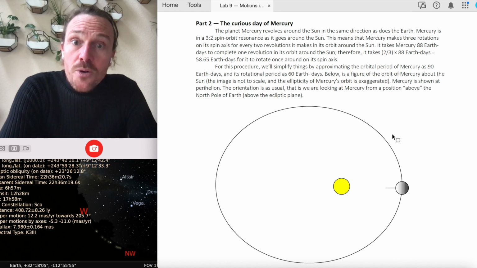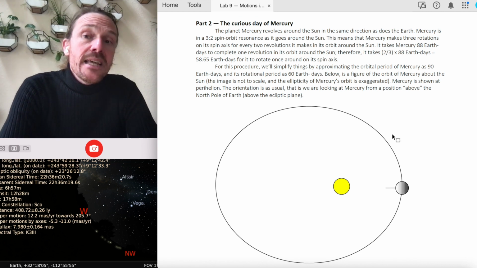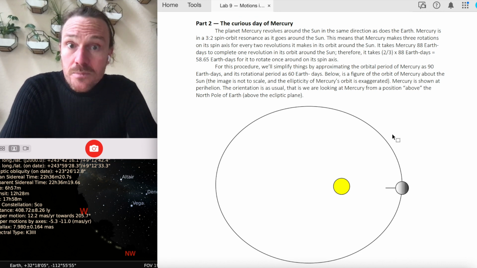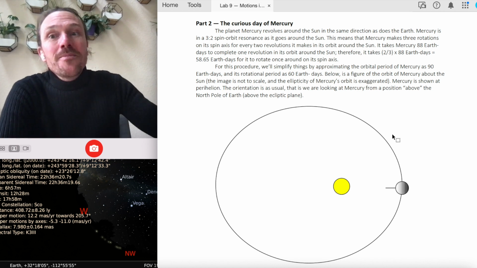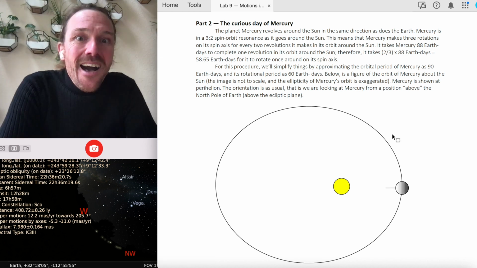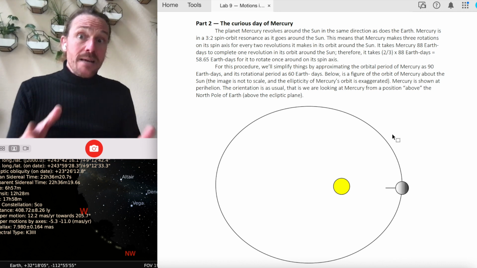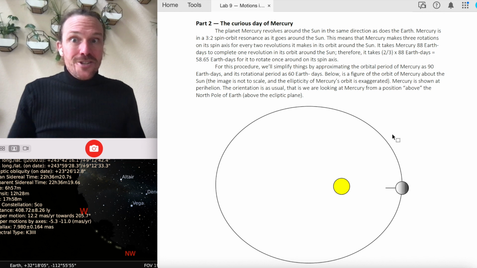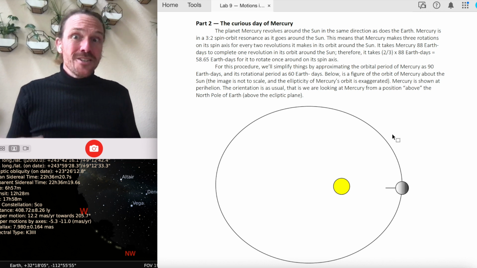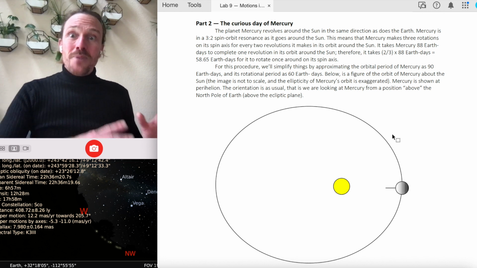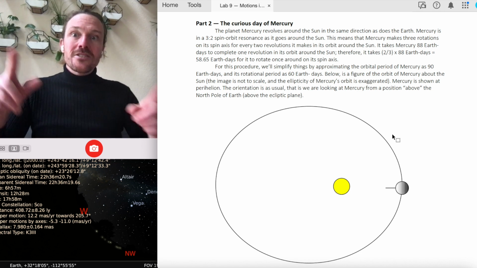So Mercury is shown at its perihelion. That's its point of being closest to the sun. Okay. The orientation is, as usual, that we are looking at Mercury from a position above the North Pole of Earth, which is above the ecliptic plane. I point that out because that means that since Mercury doesn't orbit the sun in retrograde motion, it's going to have to move in the counterclockwise direction.